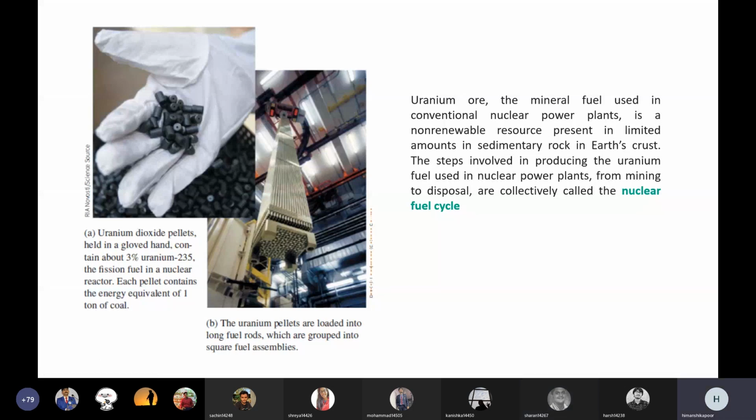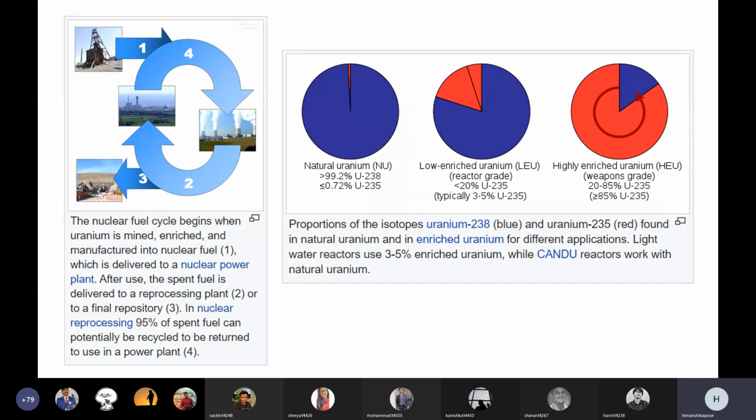Okay, so we are obtaining the fissionable fuel from uranium, and this follows a fuel cycle. You have to mine the uranium from the ore, and the uranium which you have mined has small amounts of the fissionable U-235 nuclei, so you have to enrich it. By enrichment, you are increasing the percentage of U-235 in the uranium. Okay, so that is the first step.